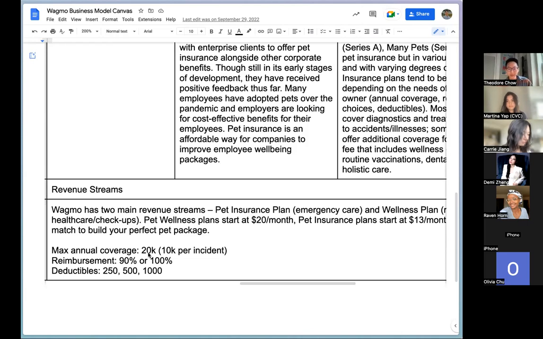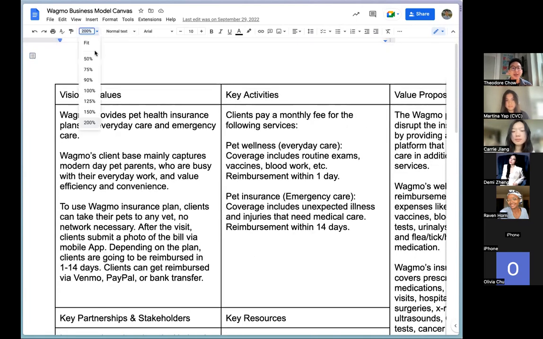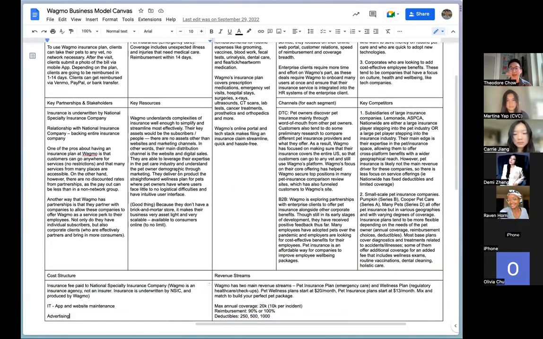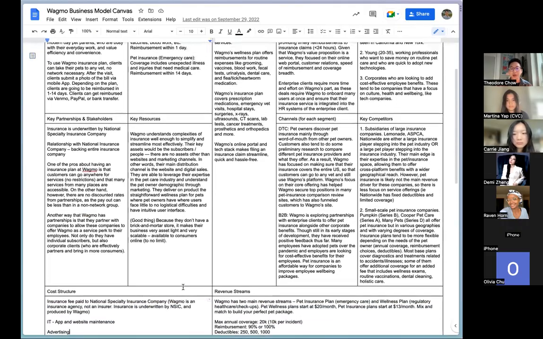There's a 20K max annual coverage with a max of 10K per incident. There's a reimbursement of either 90 or 100%, as well as deductibles, which are paid upfront in order to ensure that you have some skin in the game with insurance companies. But yeah, this is basically a very, very quick run through of the Wagmo business model. And you can see that after going through it, you get a sense of what the entire business does, all the way from their customers, their competitors, to their resources, cost structure and revenue streams.